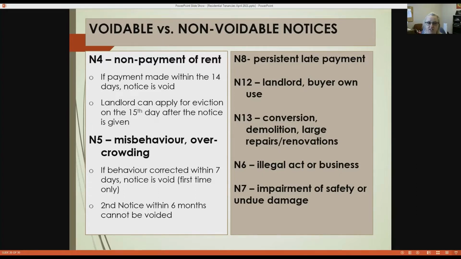Misbehavior, overcrowding, same sort of thing. These are N5 notices for cause. So the way these notices work is that the first notice will identify what the issue is, what the behavior is. Say it's loud music being played all hours. You would have 7 days to correct that.